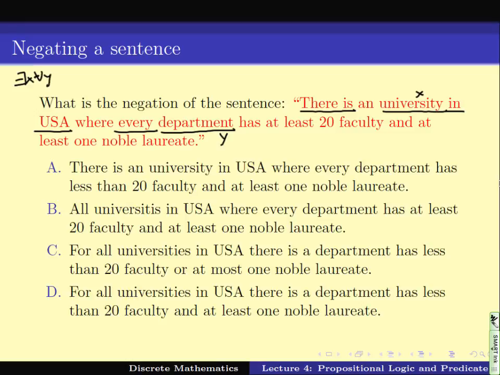Now there are two propositions. What are the propositions? Have at least 20 faculty, let me call this one P, and, so I have to write an and, at least one Nobel laureate, let me call this condition Q. So this is the equation that we have: there exists X, for all Y, P and Q.